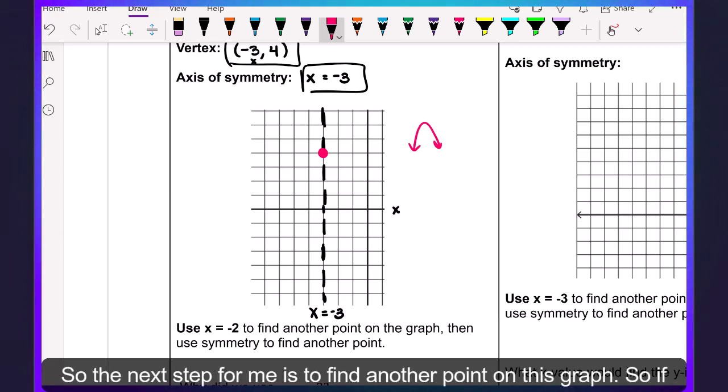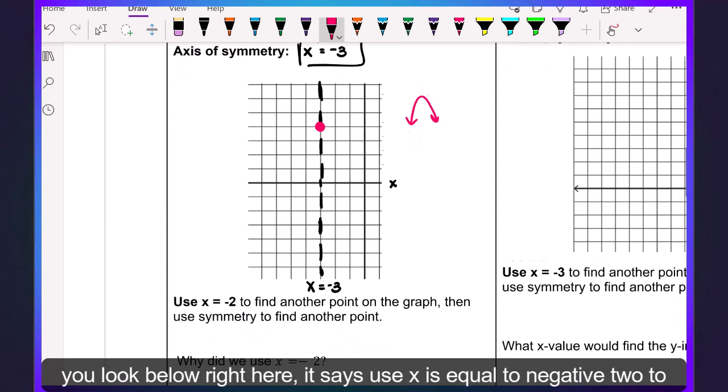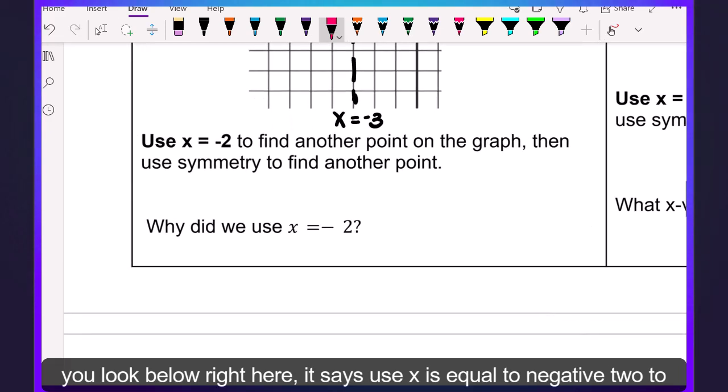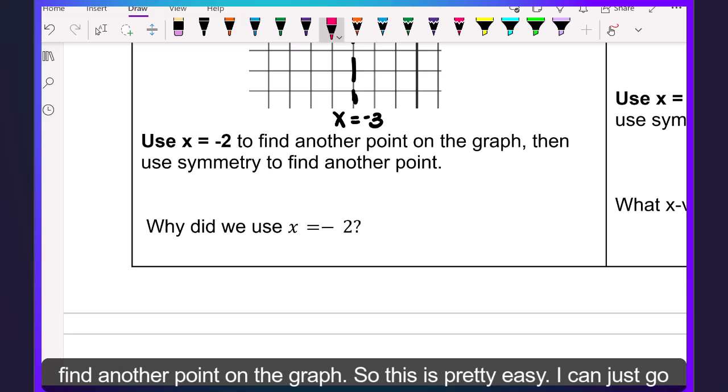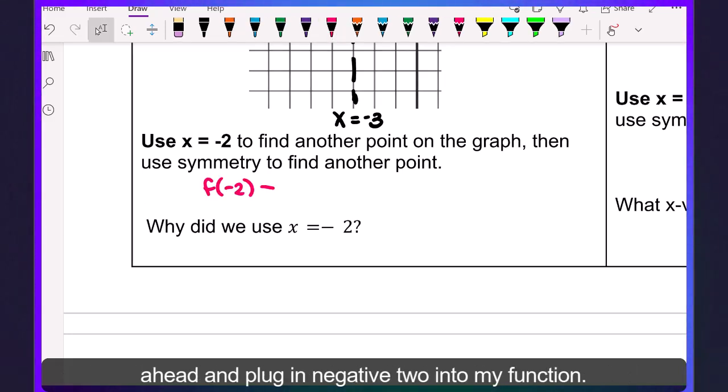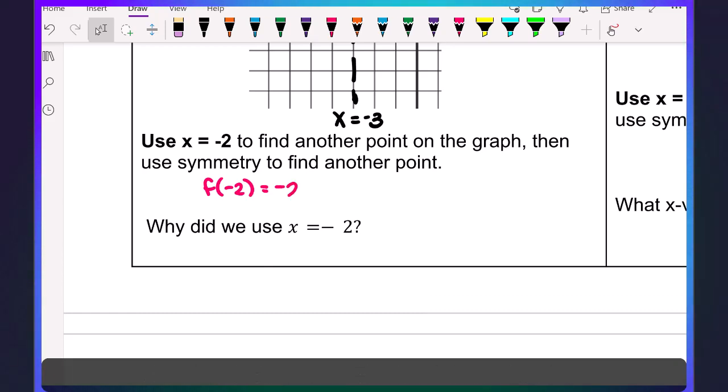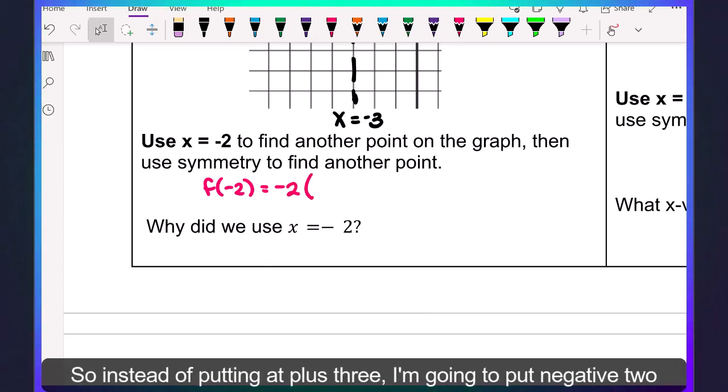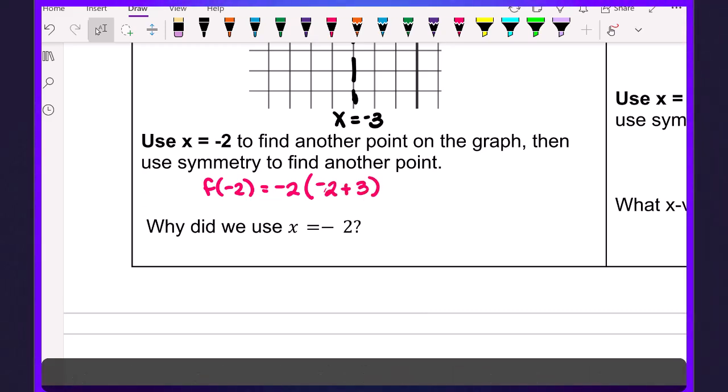So the next step for me is to find another point on this graph. If you look below right here, it says use x is equal to -2 to find another point on the graph. So this is pretty easy. I can just go ahead and plug in -2 into my function. So instead of putting x plus 3, I'm going to put -2 plus 3.